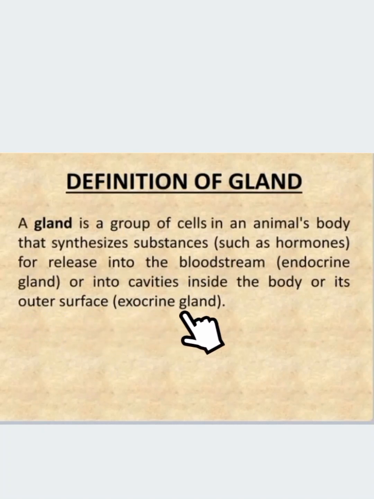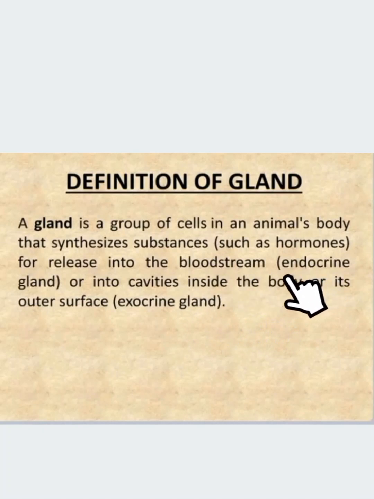The glands can also secrete their secretions, for example, sweat glands secrete their secretions directly onto the surface of the skin. So these are exocrine glands and endocrine glands. So basically the definition of a gland is a group of cells that secretes hormones which are directly released into the bloodstream. This is a type of endocrine gland.